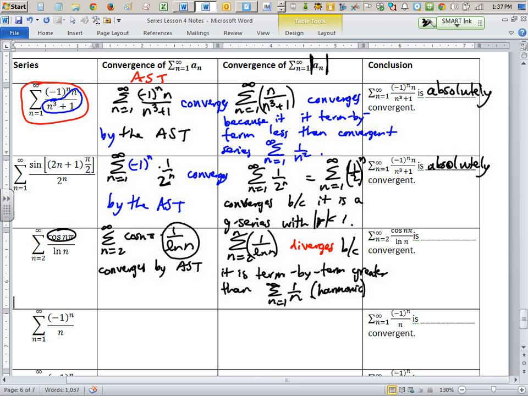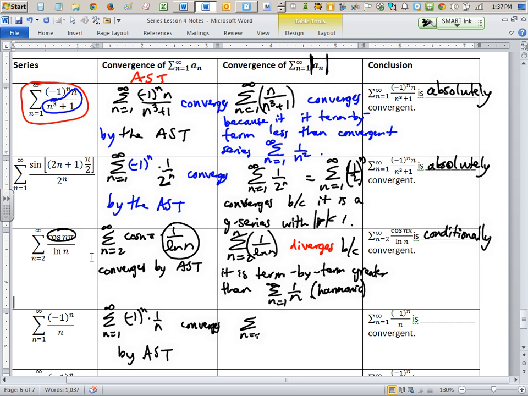But we did get a converge with alternator, diverge without the alternator, so this would be called conditional convergence. Does the series converge? If there's an alternator. This next one is the same answer, actually. You think of it as 1 over n. This converges by the AST.